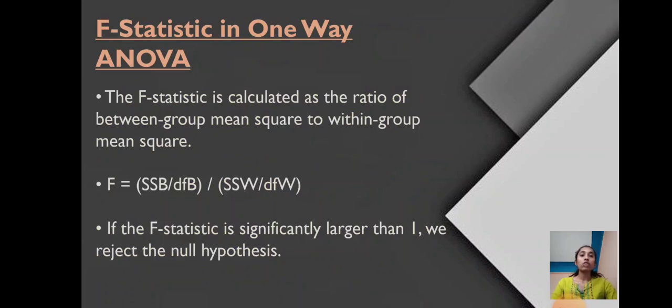F statistic in One-Way ANOVA. The F statistic is calculated as the ratio of between groups mean square to within groups mean square. This is the formula for the F statistic in One-Way ANOVA: F is equal to SSB divided by DFB, whole divided by SSW divided by DFW. If the F statistic is significantly larger than 1, we reject the null hypothesis.